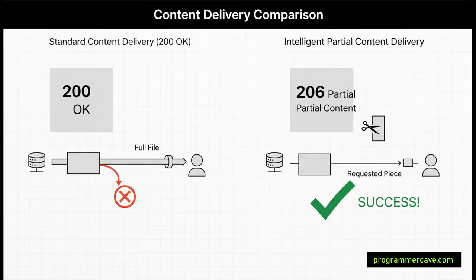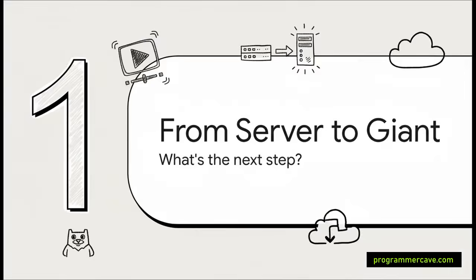If it had sent back a 200 OK, that would mean it was sending the whole file. But it didn't. It sent 206, and that's our absolute confirmation that our little Go server is doing its job perfectly. Okay, so we did it. We've got a working video server that understands the absolute fundamental building block of modern streaming.